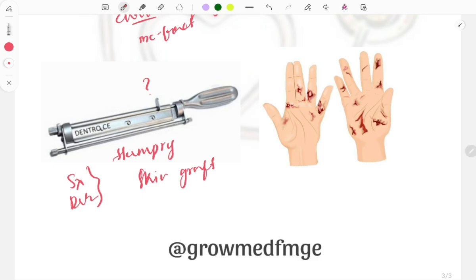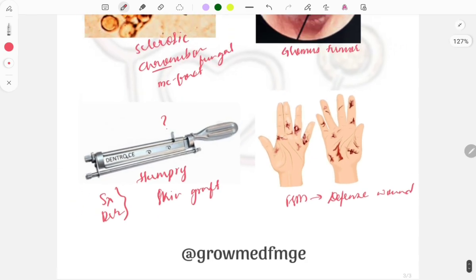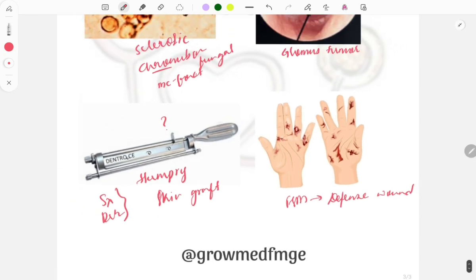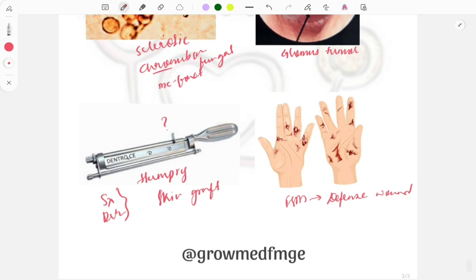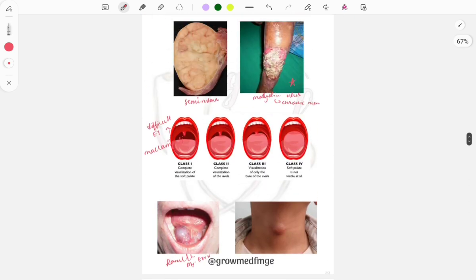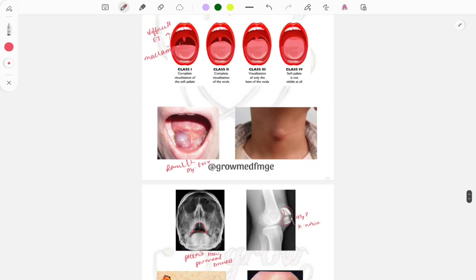Then the next image from forensic medicine, again an important image. So what kind of defense wounds are these called? So these are the active defense wounds. Okay, in the sense when the person is trying to protect himself from the attack, at that time he will be getting these wounds on the hand. Okay, so these were some important images which you must know, and the repeat images.